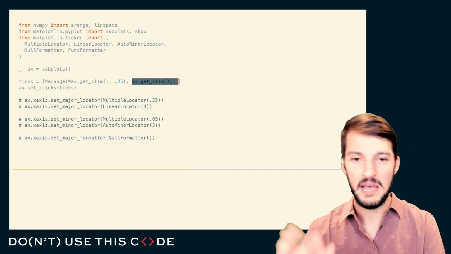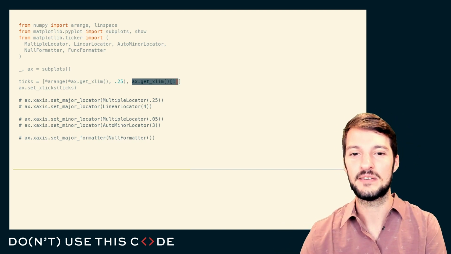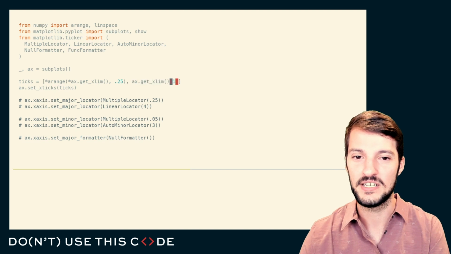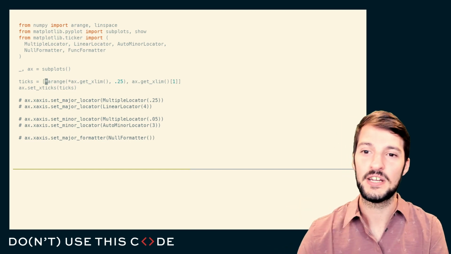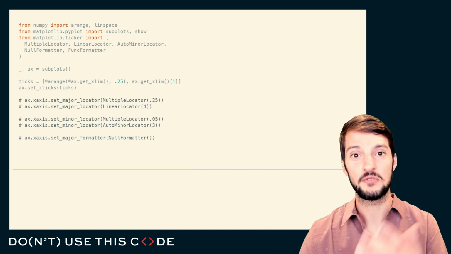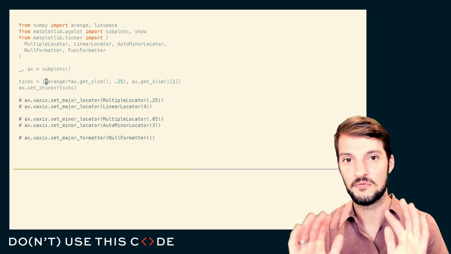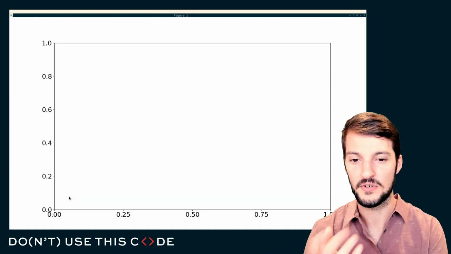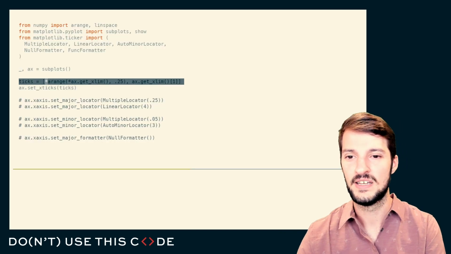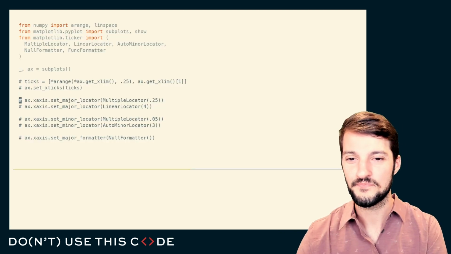But since I know that doesn't happen in this case, I also have to get my maximum X limit, right, the right-hand side, because arange is non-inclusive. And then I unpack my arange into a list so I can concatenate it together with that maximum value. And wow, we finally managed to get those ticks that I wanted from 0, 0.25, 0.5. That's a lot of work.